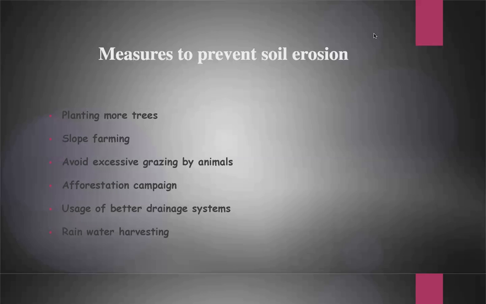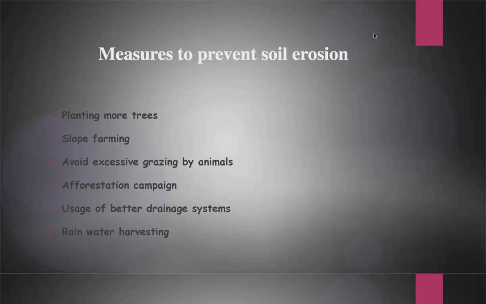The next one is the usage of better drainage systems. In a growing economy like India, the drainage system needs to be really well developed. Here in our country, the moment it rains for 10 to 15 minutes, we see that all the drainage systems are clogged and the water is all stagnant. If the water is allowed to be stagnant over the soil for longer periods of time, this will result in leaching away of all the mineral content and the organic content of the soil, which will result in soil erosion. So this has to be prevented.